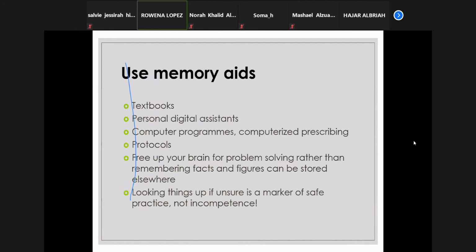And as nurses who are just new in the field, you can use textbooks, personal digital assistants, computer programs, and some of the hospitals also have computerized prescribing, but you have to check also that the prescribed medication is correct. Protocols free up your brain for problem solving rather than remembering facts and figures, which can be stored elsewhere. And looking things up when unsure is a marker of safe practice, not incompetence.